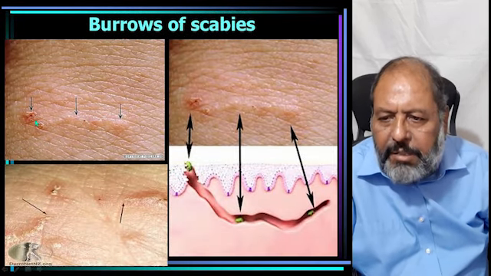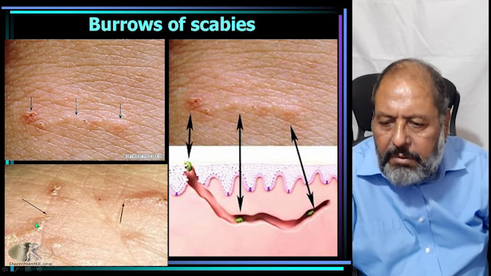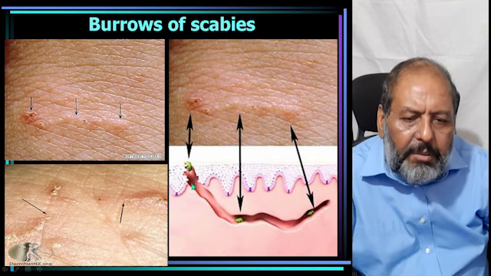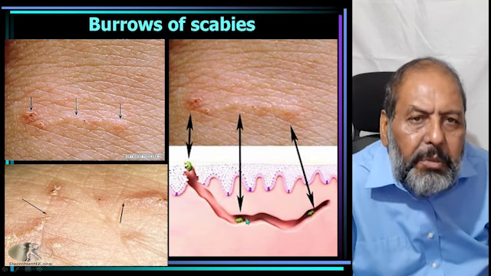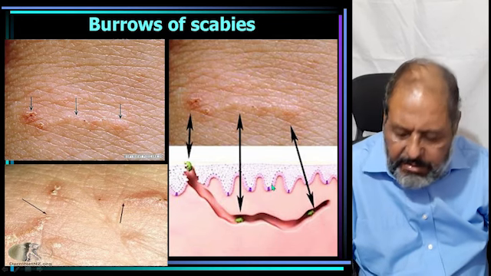Here are the burrows of the scabies, where one can see the S shape, the serpentine, and here also the burrows. These burrows are because, as I have told you, the gravid female lays the eggs in these tunnels, and that makes the appearance of the burrows. So here one can see the beautiful photography of a photographer and the idea of the photographer. It is really remarkable.